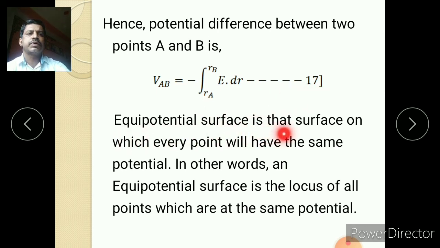An equipotential surface is that surface on which every point has the same potential. In other words, an equipotential surface is the locus of all points which are at the same potential.